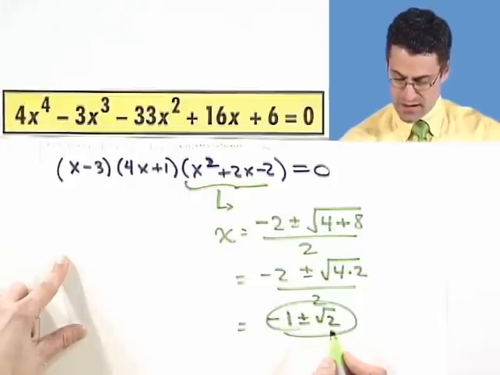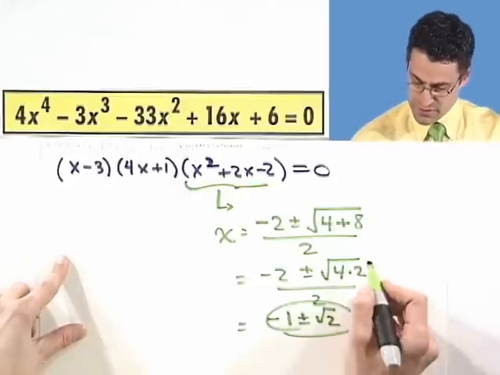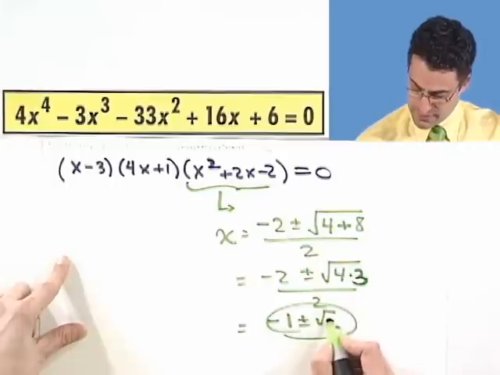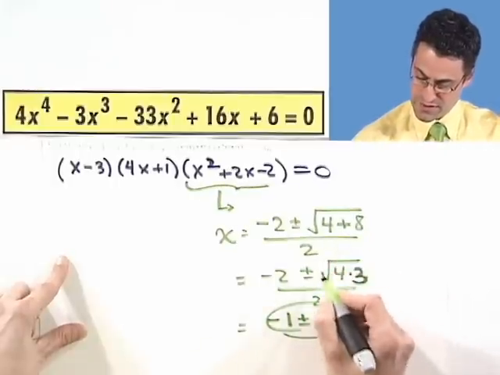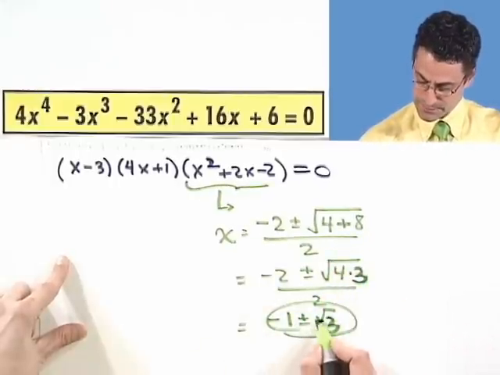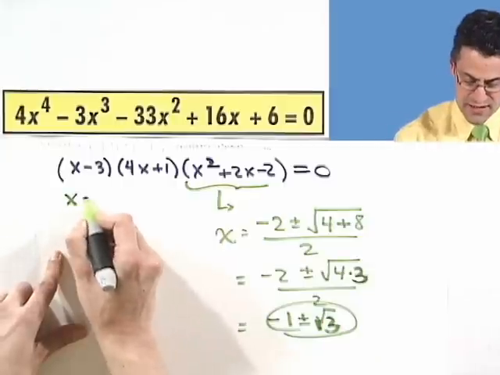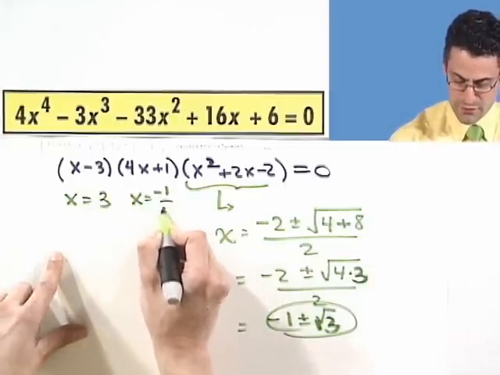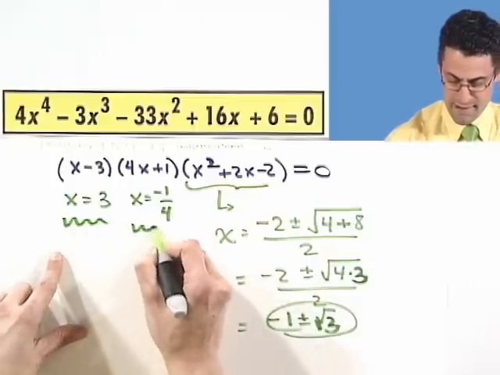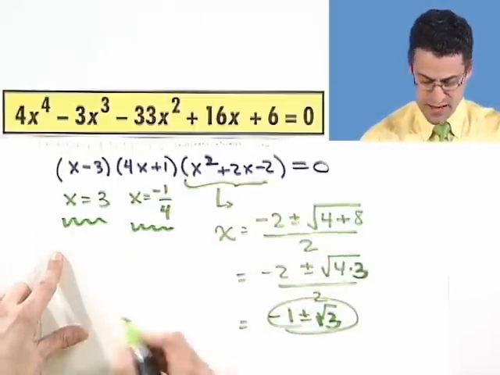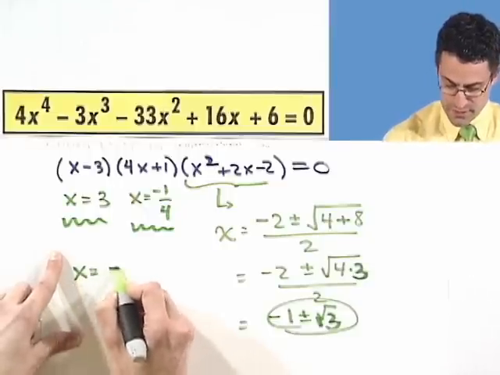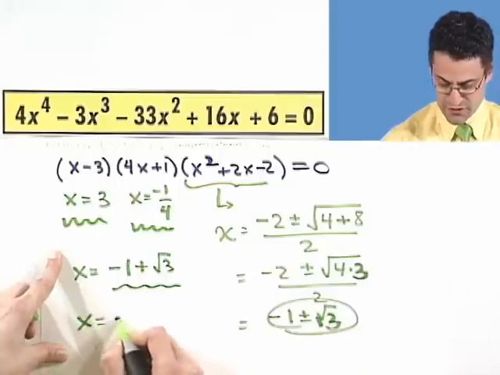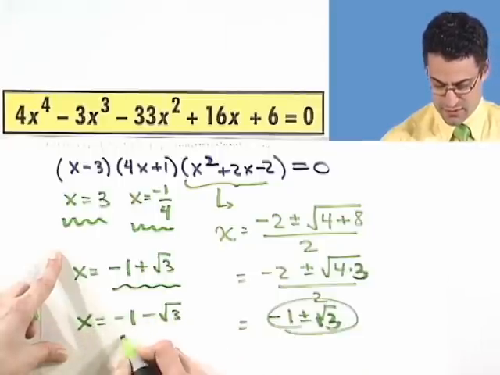So we see that there are actually... This is actually a 3 here. There we go. Because this is 12. So the square root of 12. And so we see the answer is x equals 3, x equals negative 1 fourth, and two irrational answers. x equals negative 1 plus square root of 3, x equals negative 1 minus square root of 3.